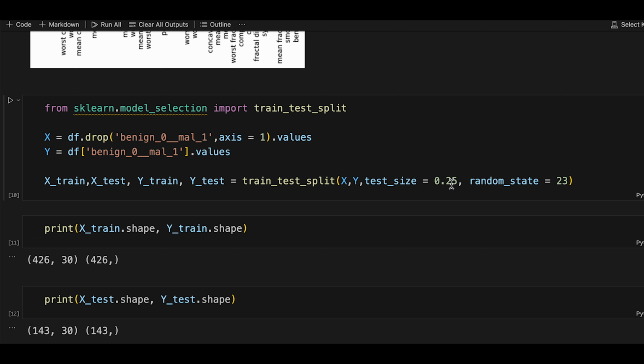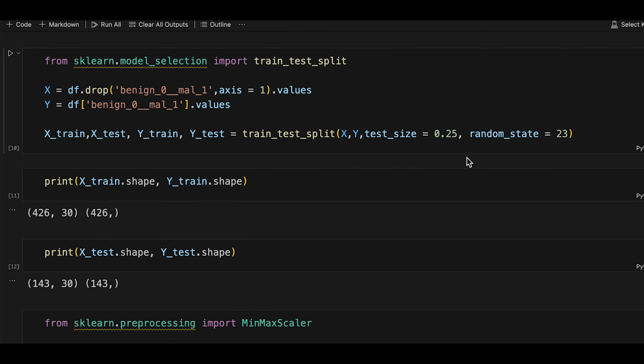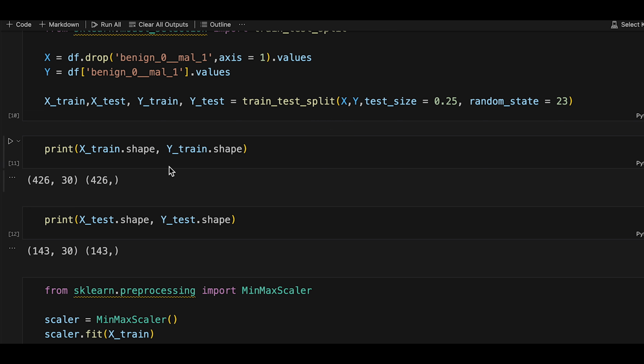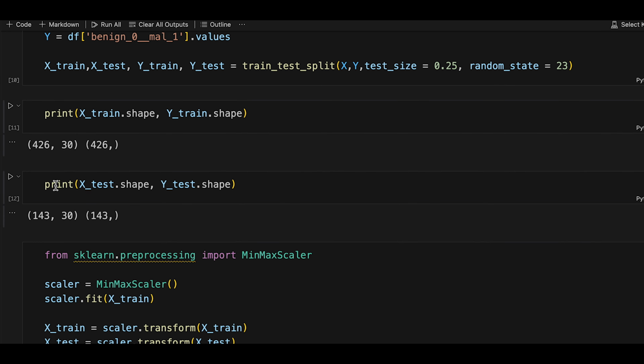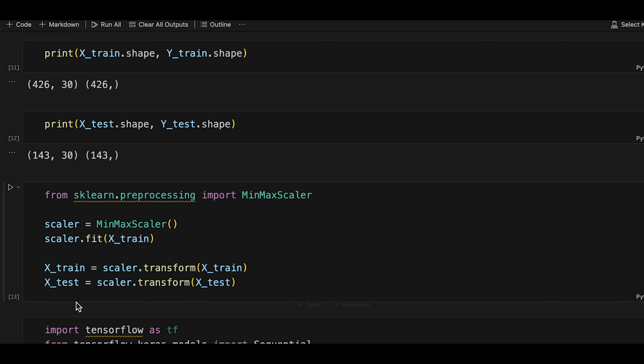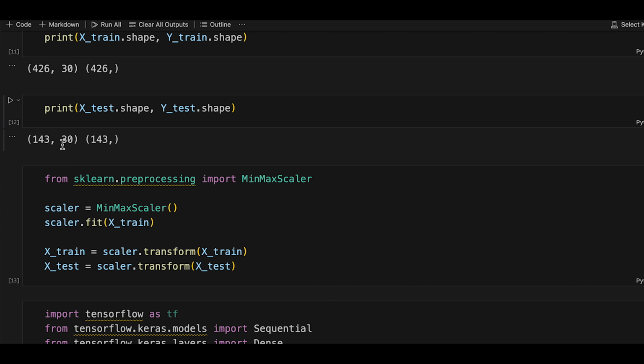25% of the points are in our testing data set, whereas the remaining 75% stay in the training data set. These are the corresponding train and test shapes. In training data we have 426 points, whereas in testing data we have 143 points. After that we do some scaling. Using MinMaxScaler, it will try to make the minimum value 0 and the maximum value 1. First we fit it on training data, and then we transform both training and testing data. Here, if you observe, it is 30 because we have 30 input features.